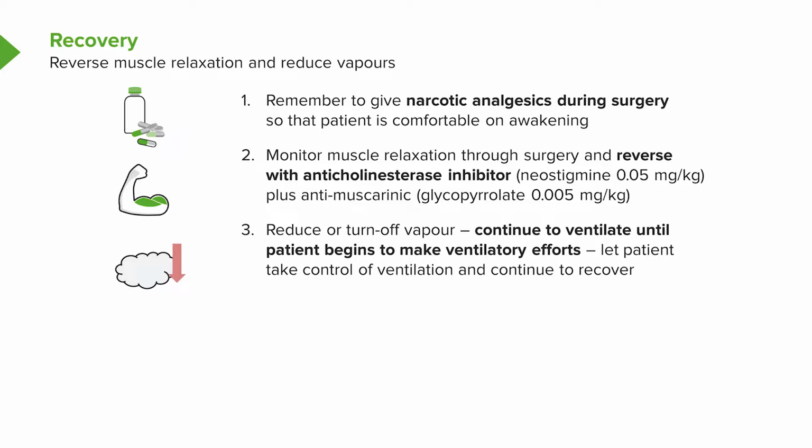Reduce or turn off the vapor, but continue to ventilate the patient until the patient begins to make ventilatory efforts on their own. And let them take control of the ventilation as they continue to recover. So initially, you're bagging them or letting the ventilator control their ventilation, but as they begin to make more effort on their own, you back off a little bit on the bagging, and then ultimately they should be able to control ventilation on their own.